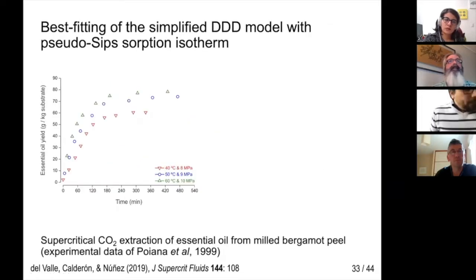We needed experimental data on extraction kinetics to model using the simplified version of the triple D model coupled with a simple sorption model. We adopted the data of Poliana and co-workers from 1999 on the supercritical CO2 extraction of bergamot peel oils at several combinations of extraction temperature and pressure.